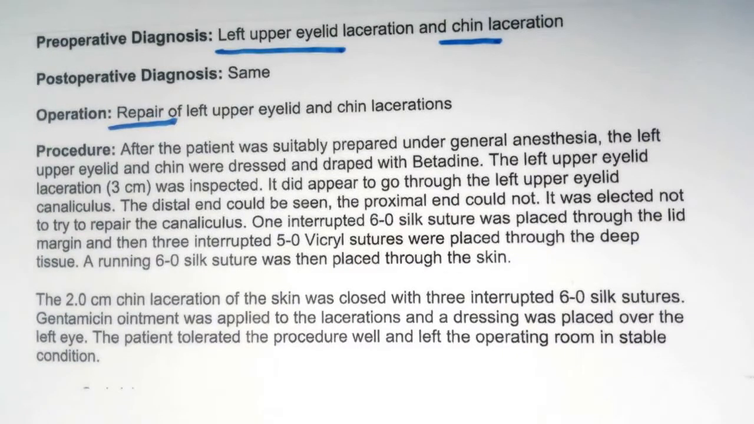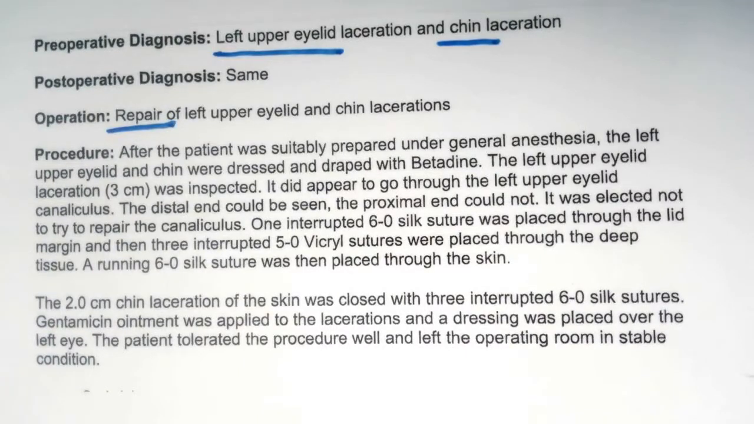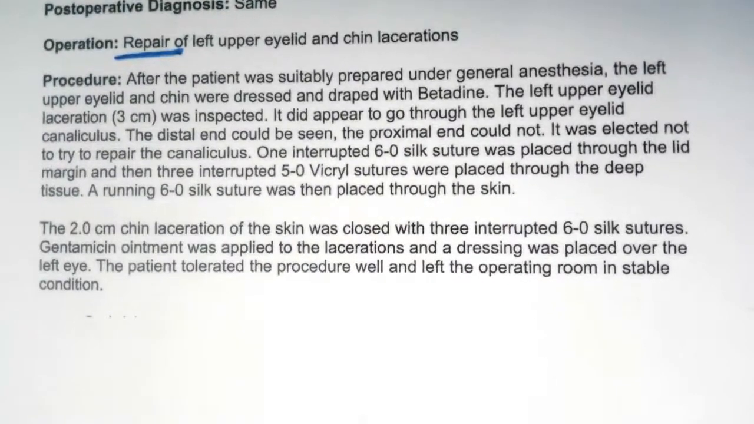And one interrupted 6.0 silk suture was placed through the lid margin, and then 3 interrupted 5.0 visceral sutures were placed through the deep tissue. And then lastly, a running 6.0 silk suture was placed through the skin. So guys, let's pause for a second. We know that this procedure was a repair of a left upper eyelid as well as the chin. And so right now we've actually confirmed the procedure on the eye. So let's stop and take some notes.